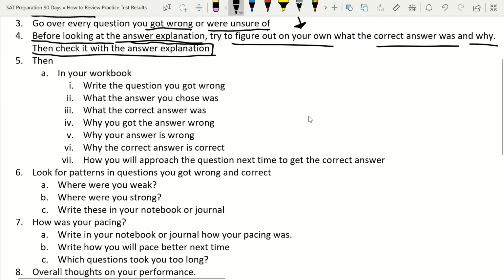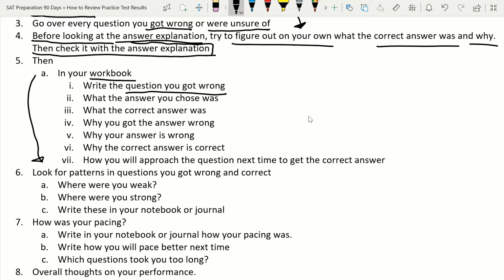Then, after that, in your workbook, if you've been using a workbook, or if you've only been using a notebook, just use your notebook. If you do have two separate books, use the workbook here. Write the question that you got wrong. That's the first step. So we're going to break down what to do in parts 1 through 7 here for part A. First thing you're going to do, write the question that you got wrong.